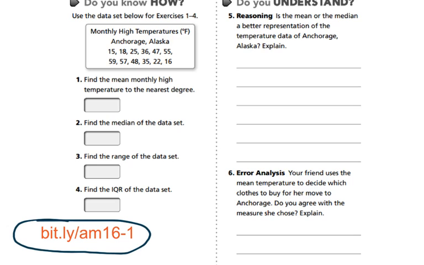Make sure that it is case sensitive, so lowercase a, lowercase m, and that stands for accelerated math, and then this is topic 16.1.